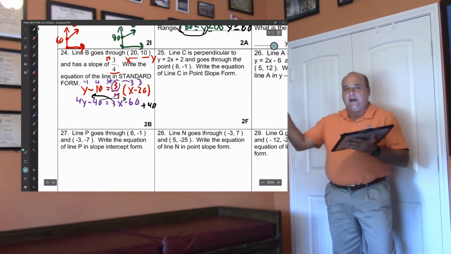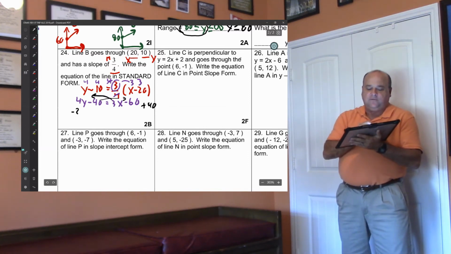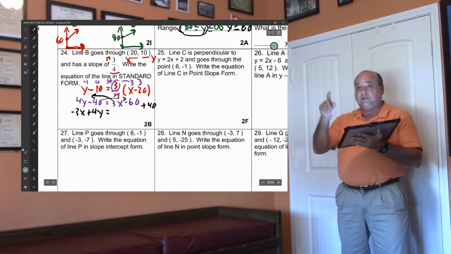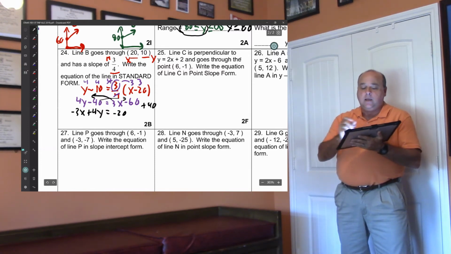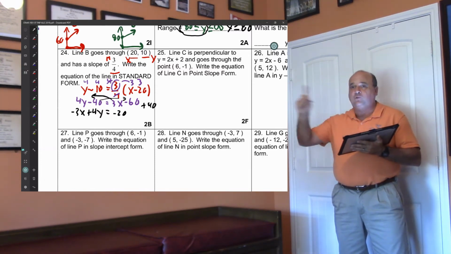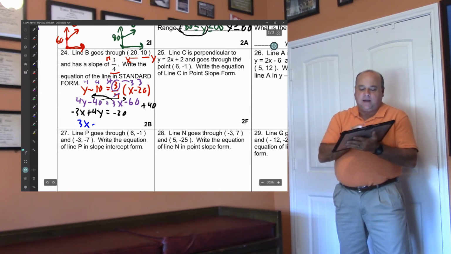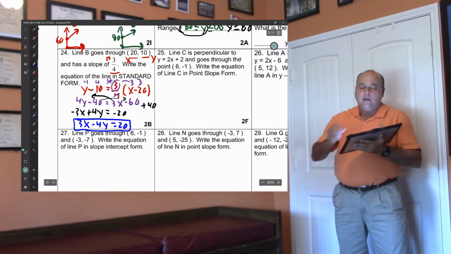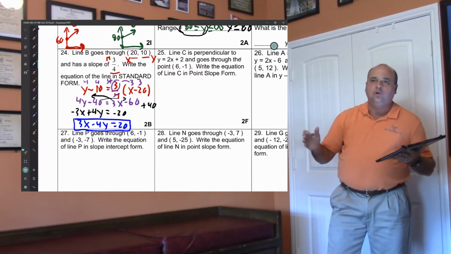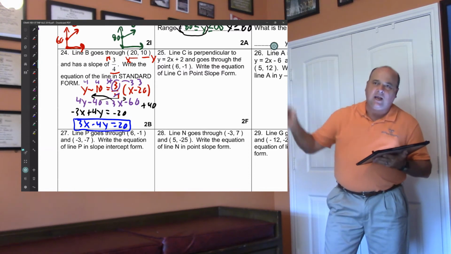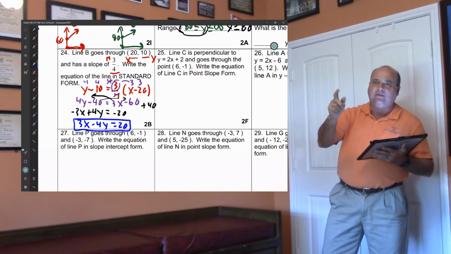And now I'm going to write it out again. So I'm going to have negative 3x plus 4y equals negative 60 plus 40 is negative 20. And since the x is negative, switch all the signs. So my answer will be 3x minus 4y equals 20. This is the hardest thing you're doing before Christmas. So keep working on them. You will get this, okay?